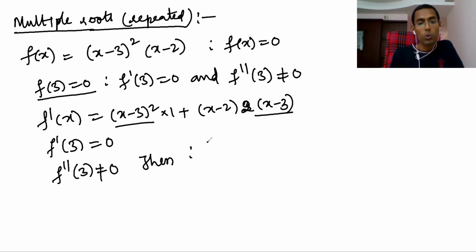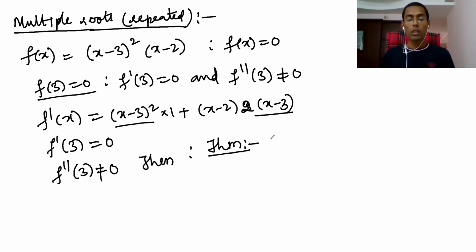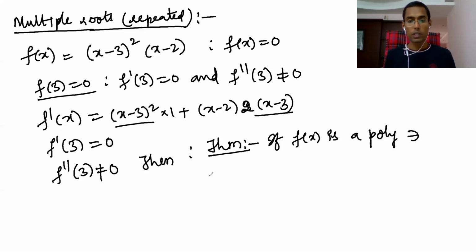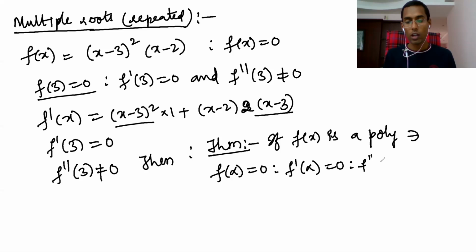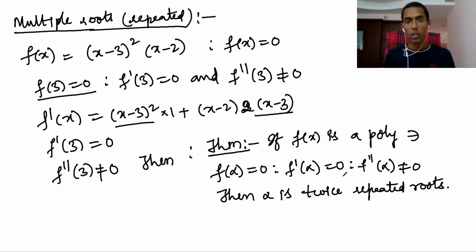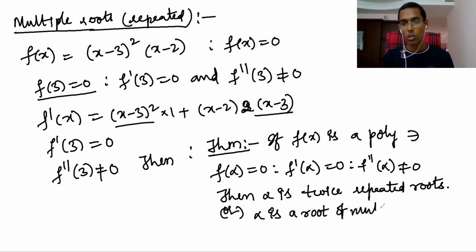Therefore, I am writing the multiple roots theorem statement. If f of x is a polynomial such that f of alpha is 0, f dash of alpha is 0, and f double dash of alpha is not equal to 0, then alpha is called a twice repeated root, or alpha is a root of multiplicity 2.